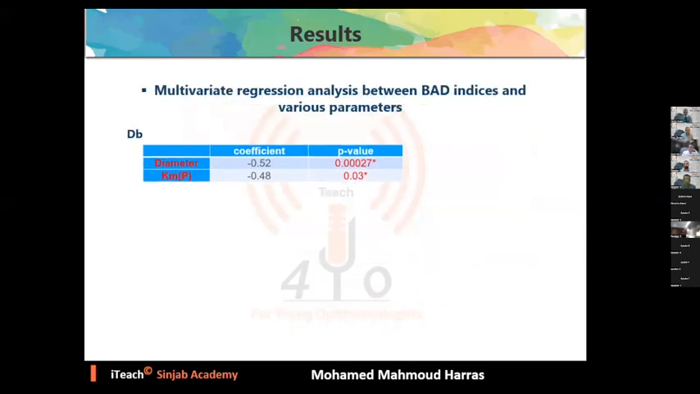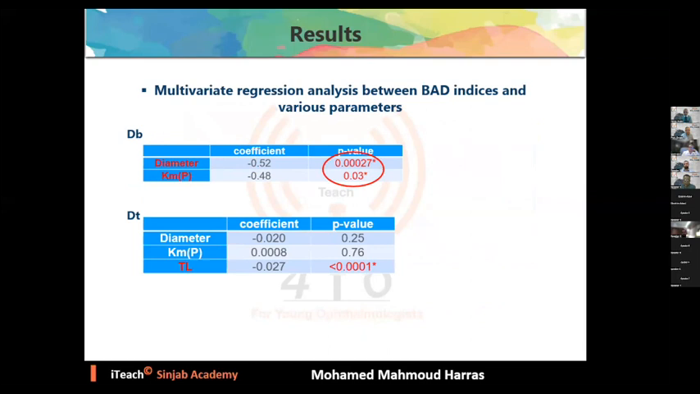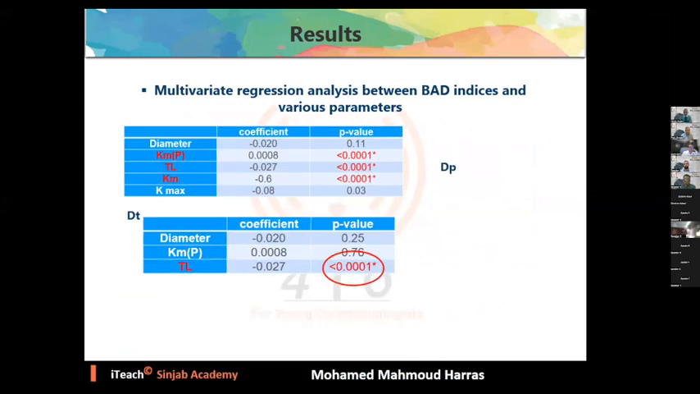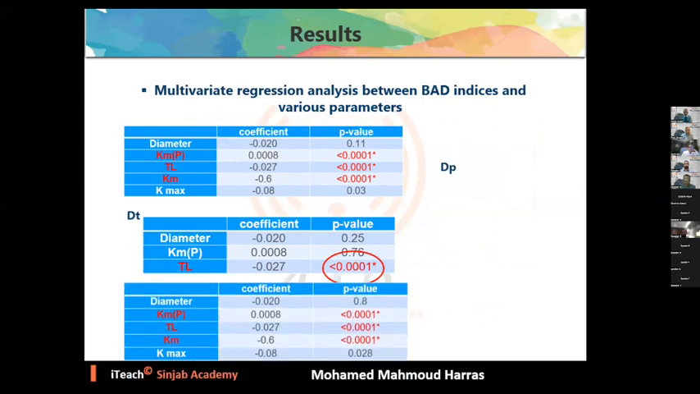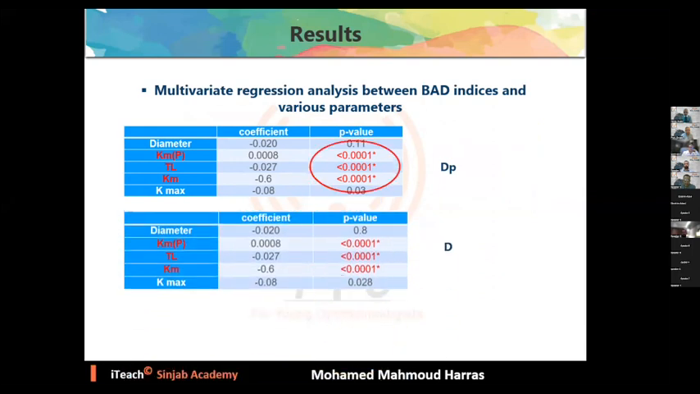Multivariate regression analysis between BAD indices as dependent and the previous indices and various parameters showed a significant correlation with the diameter and K mean with the DB. And also the DT showed correlation with the thinnest location only. The DB showed statistically significant correlation with the K mean posterior, thinnest location, and the K mean. And the final D showed statistically significant correlation with the K mean and thinnest location and the K mean.